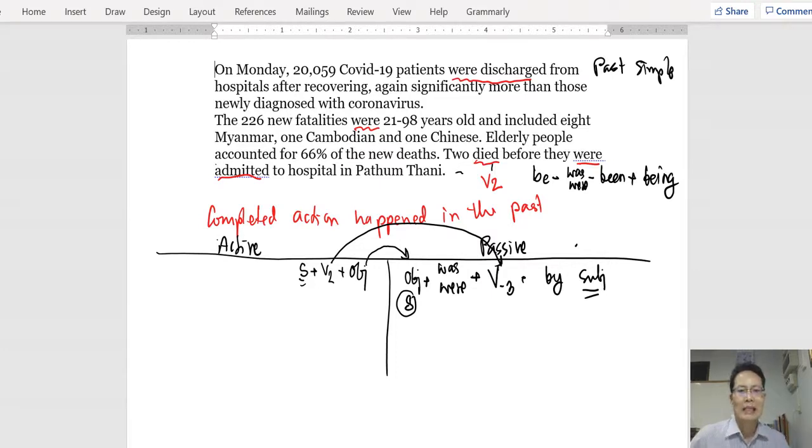When people die, at least 200 or 300 die each day. 226 new fatalities like this were 21 to 98 years old. People die includes verb 2 also. Past simple tense is already happened. This is past simple tense, not verb 3, and the link between two subjects, fatalities, were, and fatality, includes 8 Myanmar people who died, and 1 Cambodian, 1 Chinese also. Elderly people account for 66% of the new deaths. 2 died just before the doctor received them at the hospital.